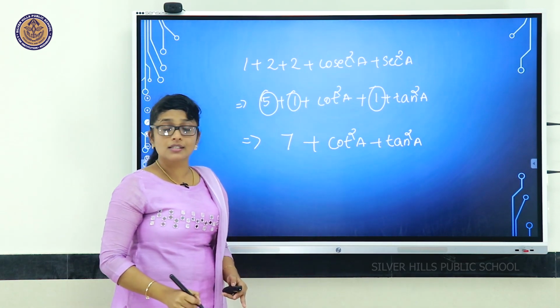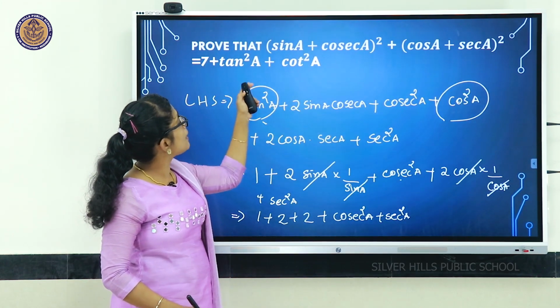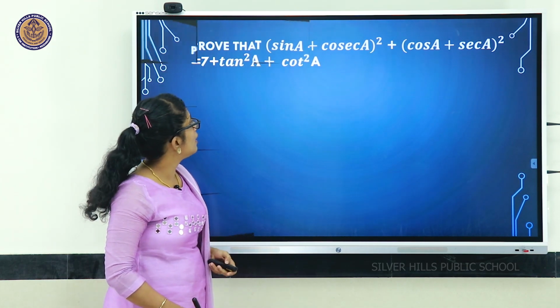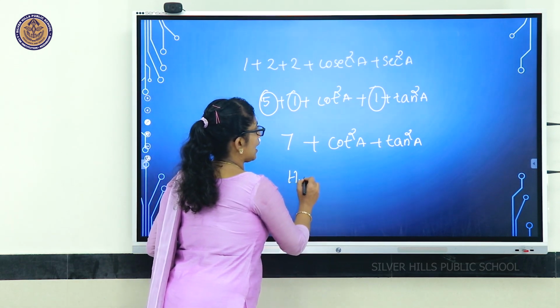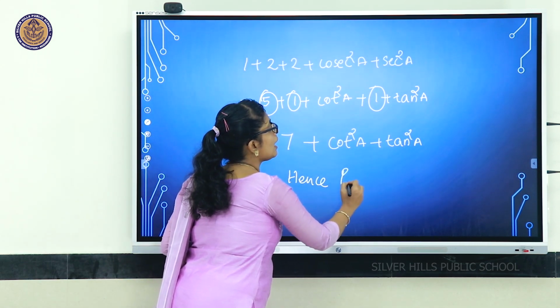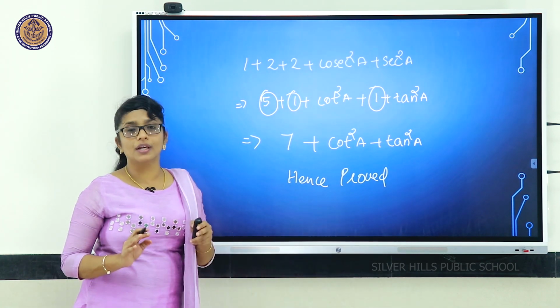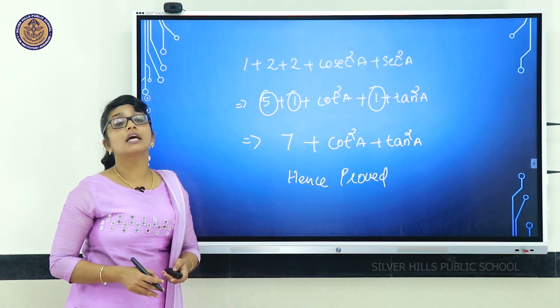What is our RHS? 7 plus cot square A plus tan square A. Hence proved. These all questions are very important questions and were repeated in the previous examination.